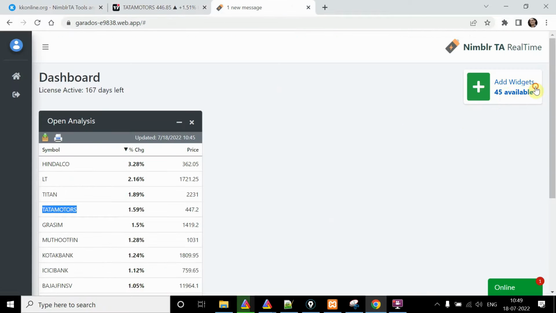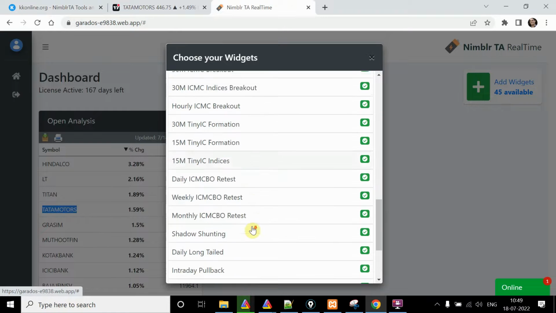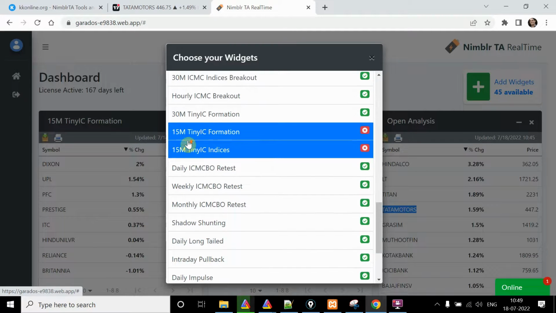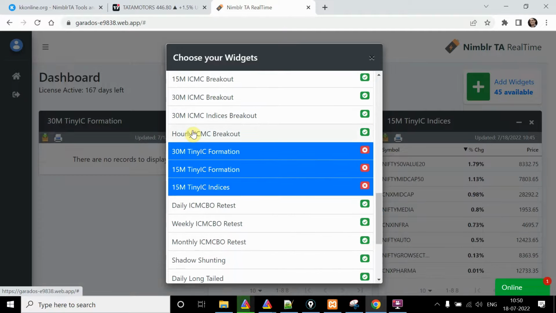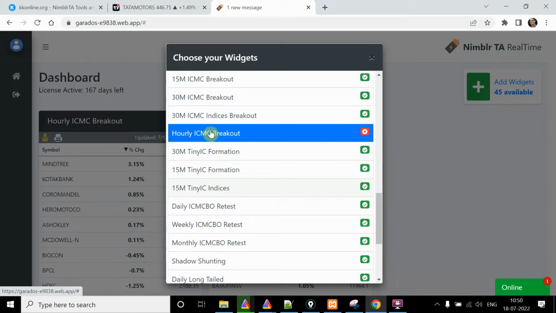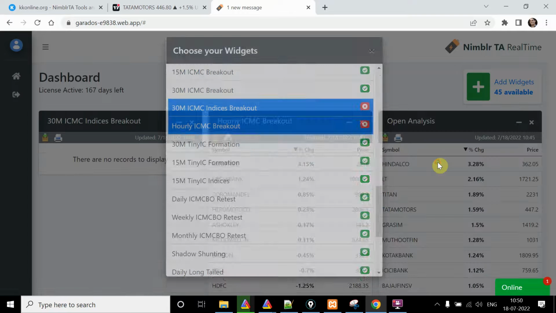Similarly, now if we want more widgets to be added, we can have different levels of TinyIC on 15 minutes, TinyIC 15 minutes on indices, 30 minutes, we talked about it, hourly ICMC breakout. For office goers, 30 minutes and hourly ICMC breakouts are good.